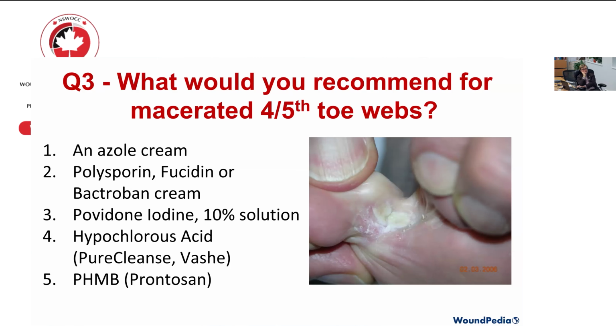Hypochlorous acid will come up later in this talk, and it's very good for helping preserve host tissue. And I think for cleansing wounds, it's something we should think about more often. Prontosan PHMB, polyhexamethylene biguanide, is very good at killing methicillin-resistant Staph aureus, but it's not as good as Pure Cleanse and Vashe, the hypochlorous acid. Next slide. But both of those, numbers 4 and 5, will dry.